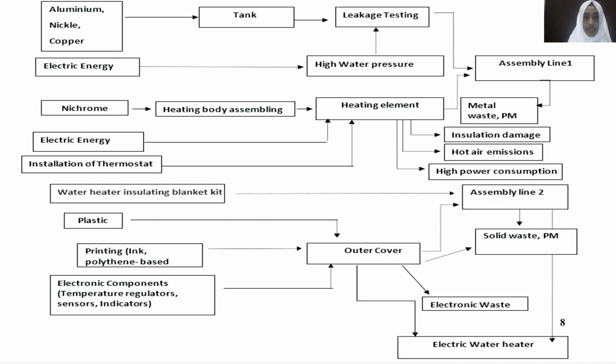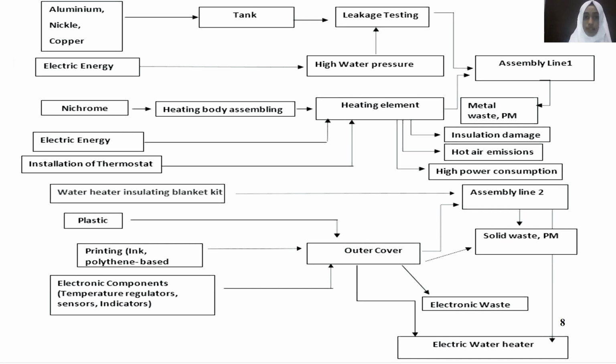The electric energy is transformed into high water pressure, and the nichrome coil, the electric energy, and the installation of the thermostat change into the heating element. The outer cover of the heater is plastic with printings, and there are electronic components, temperature regulators, sensors, and indicators. All the outer power waste is transformed into electronic waste. You can see all the process in this slide.